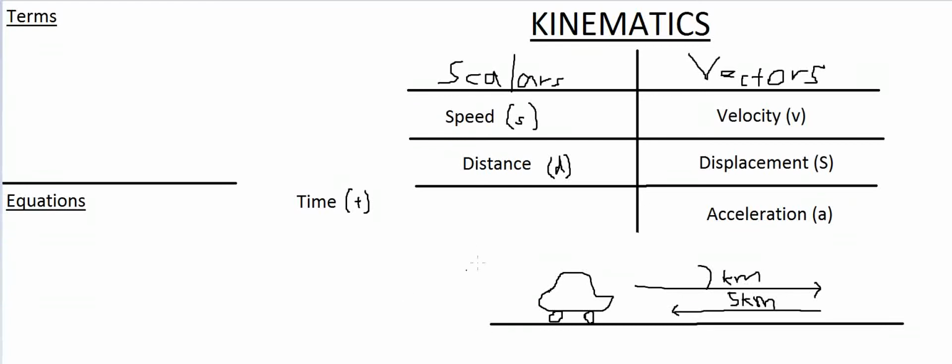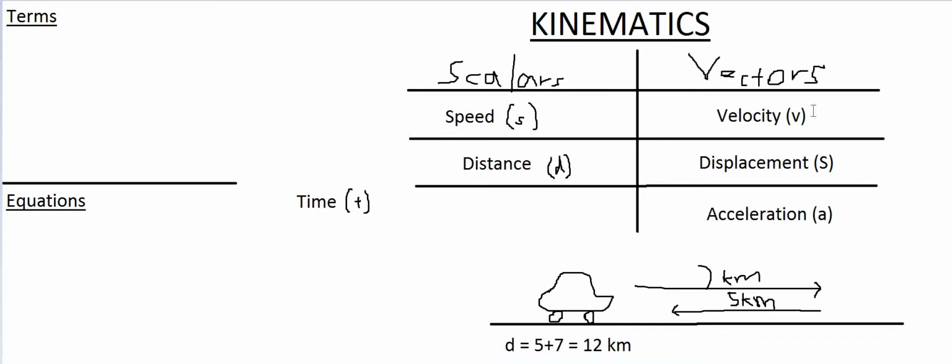The distance is basically you add up all the quantities. Distance is a scalar, so you consider the magnitude only. So the distance equals 5 plus 7, which equals 12 km. What about the displacement?